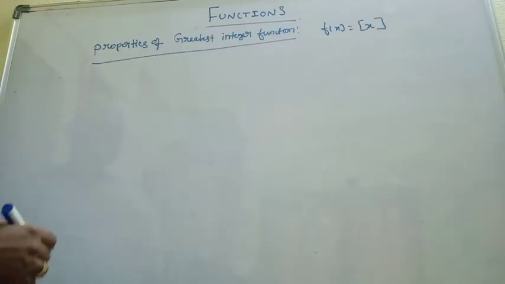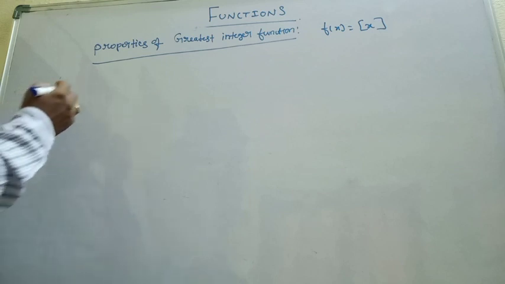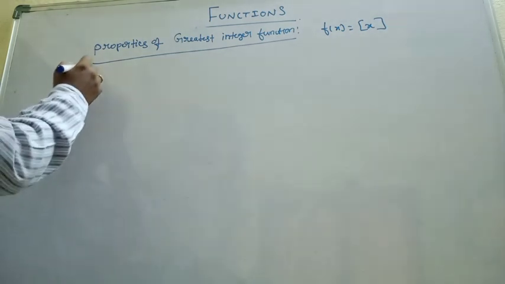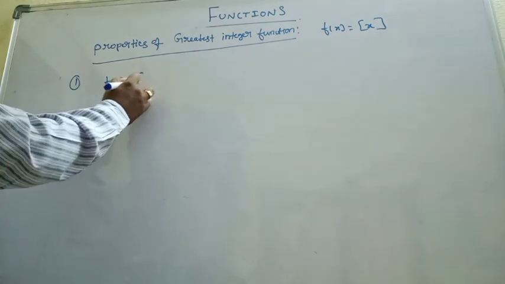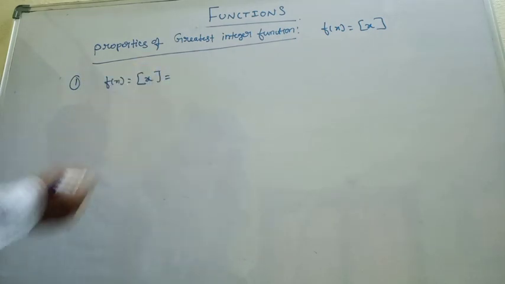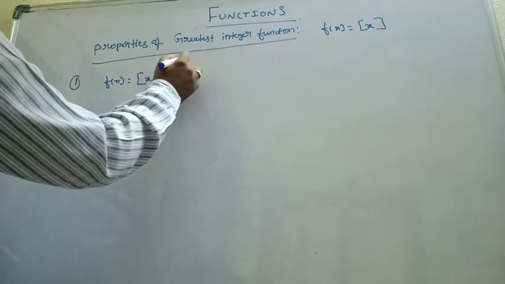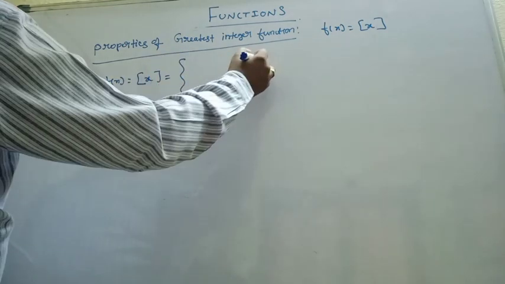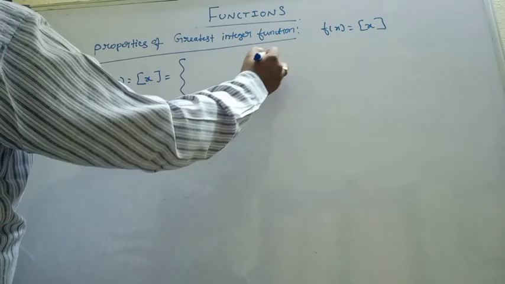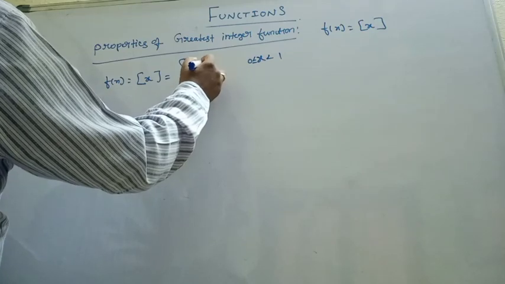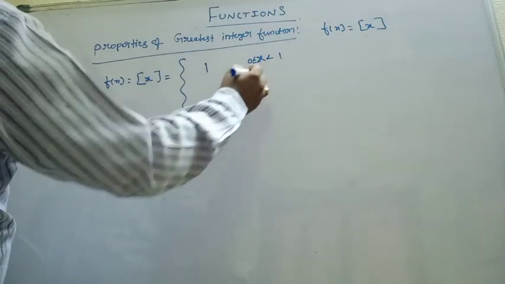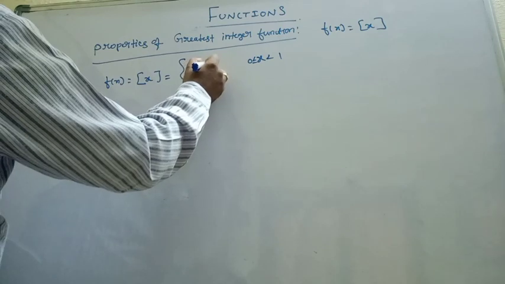Now we have very important things, the properties of the greatest integer function. The first one: you know that the greatest integer function f of x is also called the step function. See my dear students, if x lies from 0 to 1, where 0 is included but 1 is not included, its value is 0.